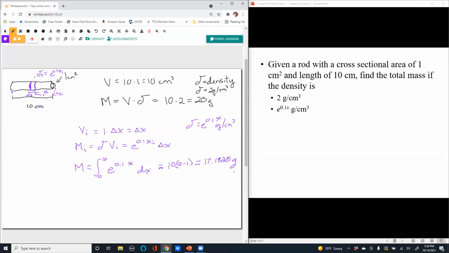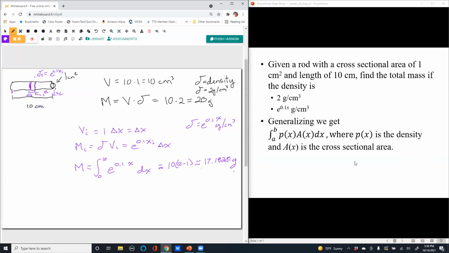Now that we've got total mass, we can generalize this. Basically what's happening is, here I used rho, or this P of X. We run an integral from A to B, P of X times the cross-sectional area. Remember, for ours, the cross-sectional area just happened to be 1. So let's put that there as a note. A of X was 1. That won't always be the case. We'll look at one where it's not the case in a little bit.